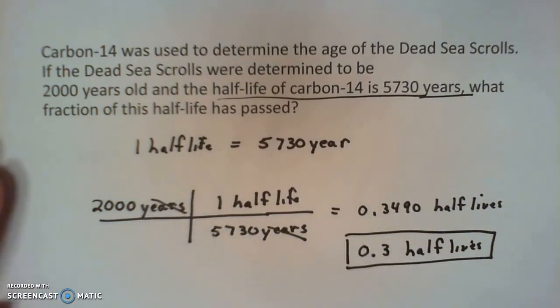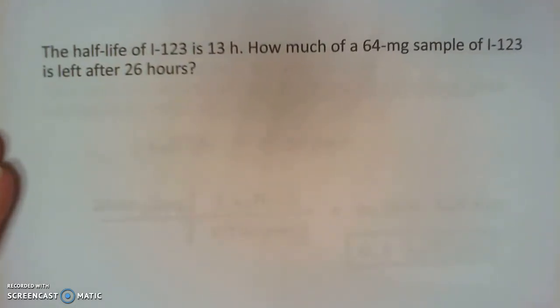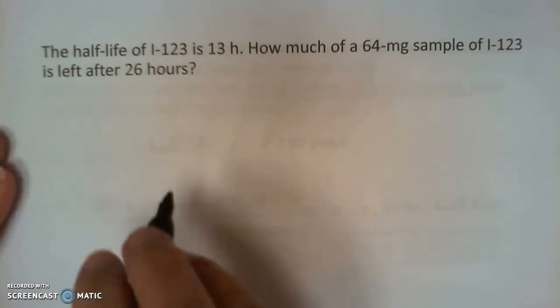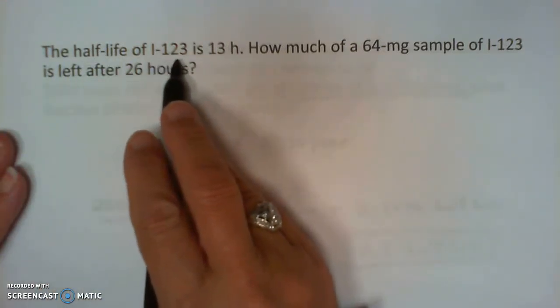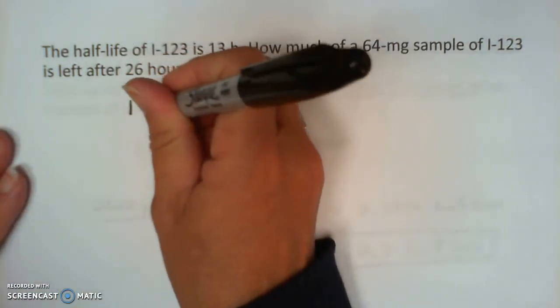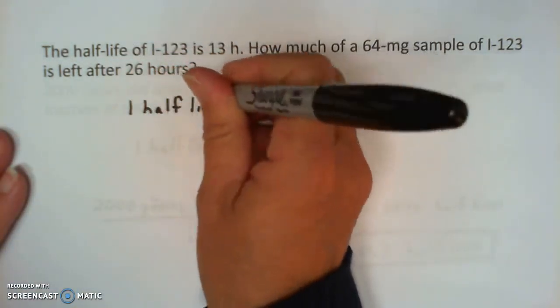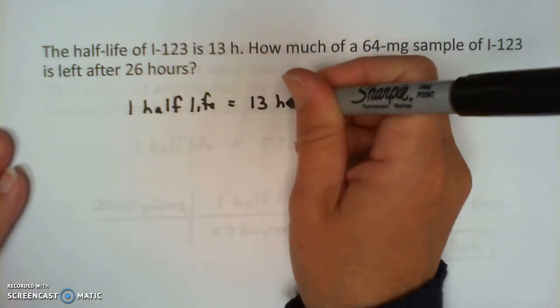Right, so let's do one that's a little more complicated. The half-life of iodine-123 is 13 hours. How much of a 64 milligram sample of I-123 is left after 26 hours? So we've got the same sort of setup here. The half-life of I-123 is 13 hours. So one half-life is equal to 13 hours.